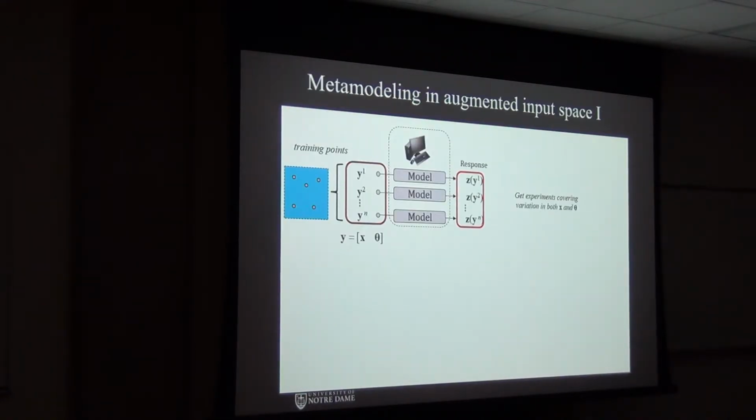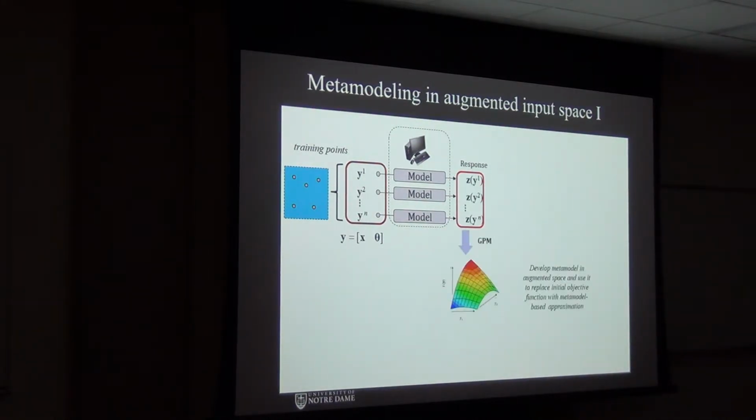So how does this work? Well, you get some training points considering variation in both x and theta in the augmented input space. You develop the meta model that, again, covers variation in both x and theta. And then you use the modified performance measure to change your objective function. In that case, you can also, if you want, very easily get gradient information.